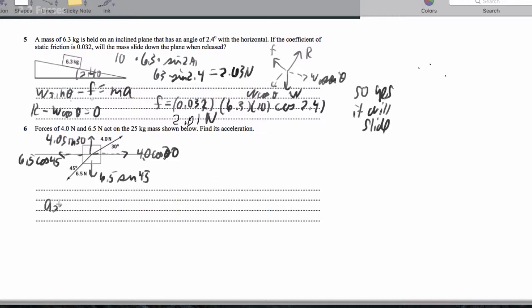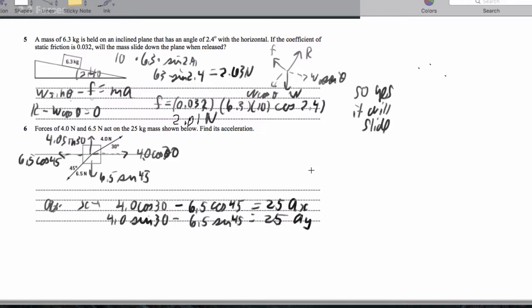In the x direction, we're going to get that 4.0 cosine of 30 minus 6.5 cosine of 45 equals 25 times a in the x direction. And then in the y direction, we're going to get that 4.0 sine of 30 minus 6.5 times the sine of 45 equals 25 times a in the y direction. And we can get these two accelerations, in fact.